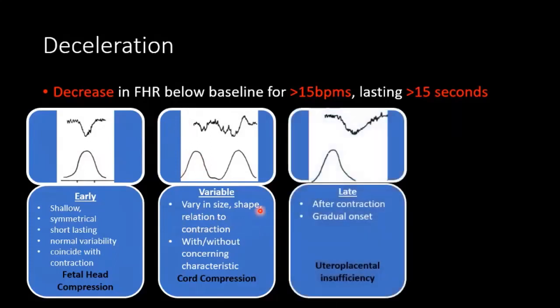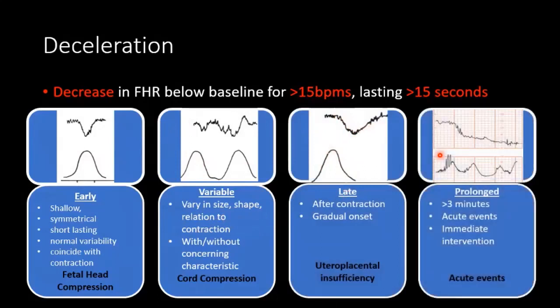Next is a more sinister one, late deceleration, meaning that it occurs roughly around 20 seconds after the contraction, and it comes with a gradual onset. This is a sign of uteroplacental insufficiency. If you see a late deceleration, you should be scared, all right? Last is the most sinister one, the prolonged deceleration, when the deceleration is more than 3 minutes. It is usually caused by acute events and it needs immediate intervention. Okay?